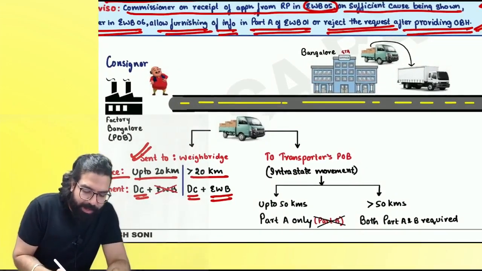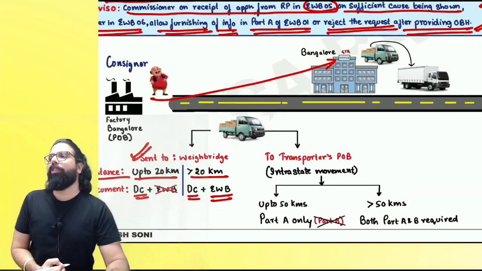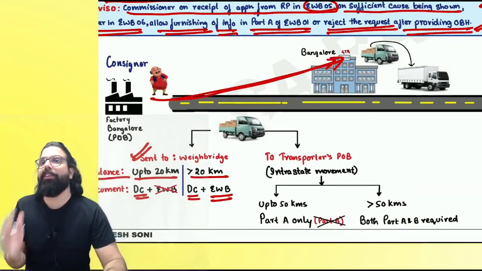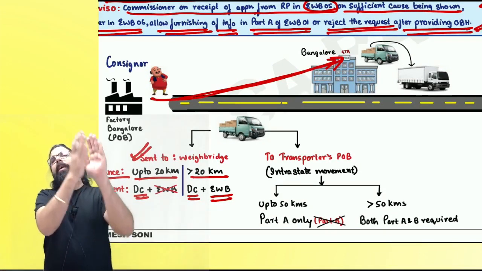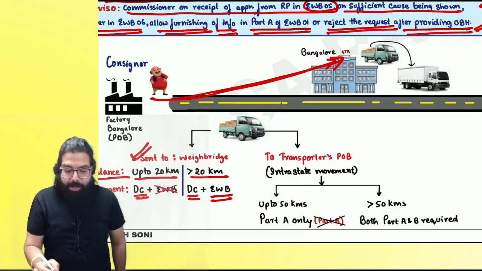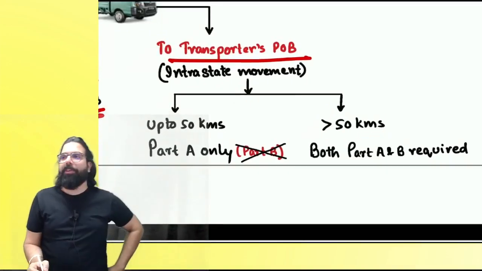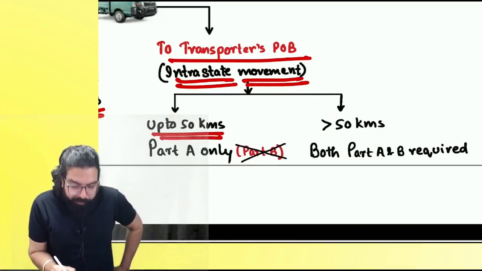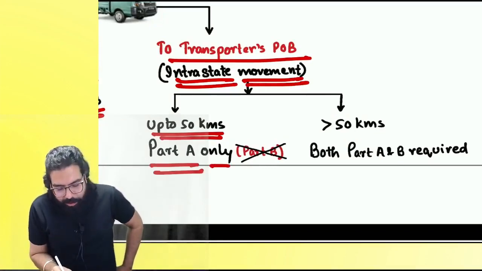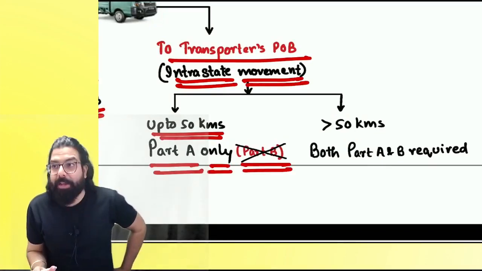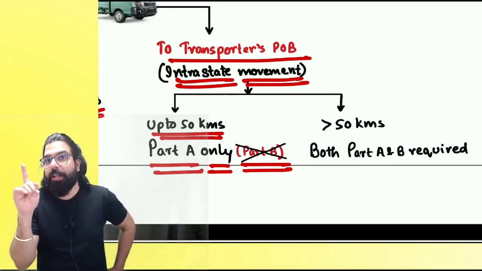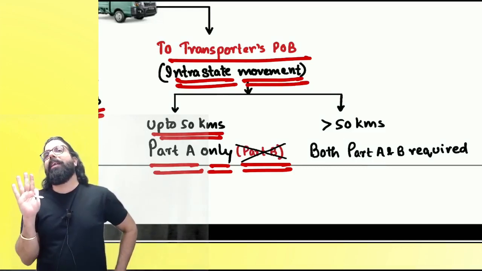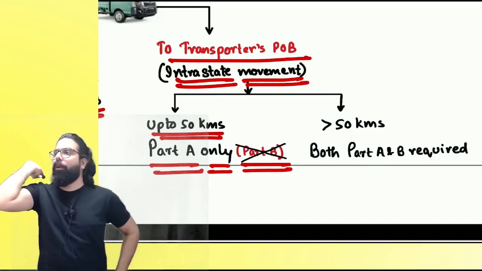Now you tell me one thing. Supposing I am sending my goods to the goods transport agency for further transportation, from my office to the GTA's office, because they will transport the goods. When you are sending to the transporter's place of business, if it is intrastate movement up to 50 km, part A only will be required, part B will not be required. Intrastate, transporter's office, distance up to 50, then only part A you can fill, part B let him fill and take the goods and go.